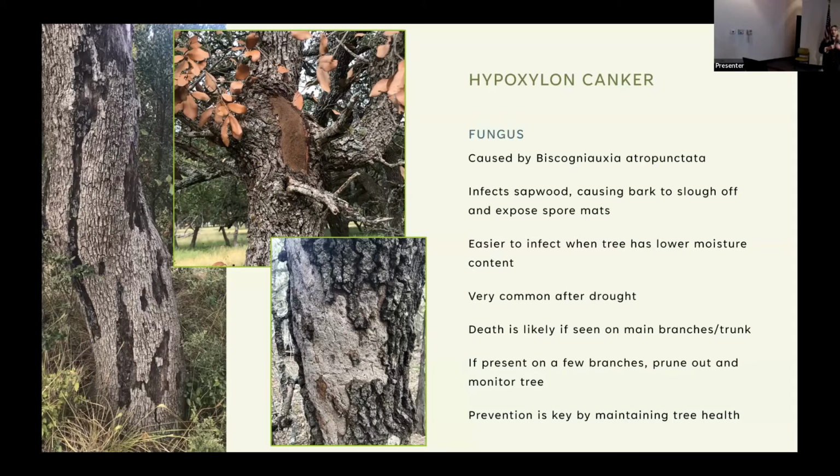So you could try pruning out those branches that have it, which I'm going to try because half of the tree is still healthy. But if you're seeing hypoxylon on the main trunk, the main branches, it's really not a good sign, because it's one of those things that come along at the end of a tree's life.